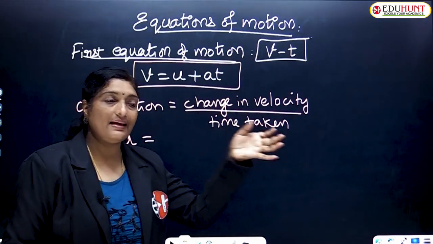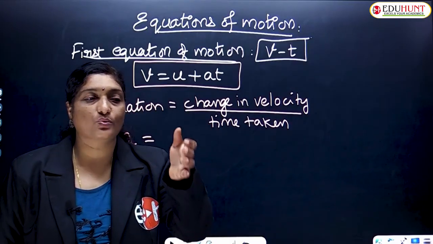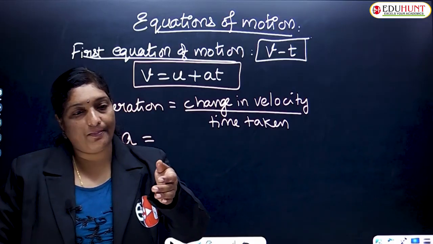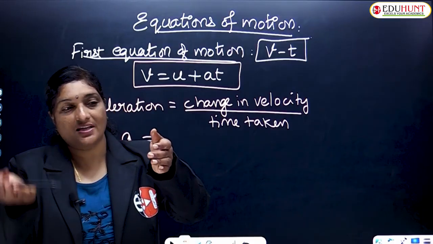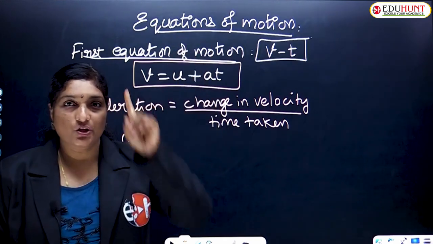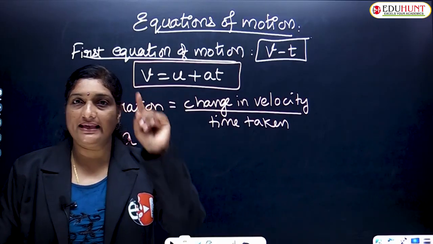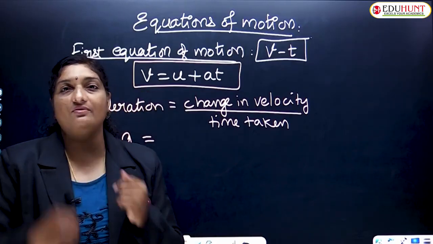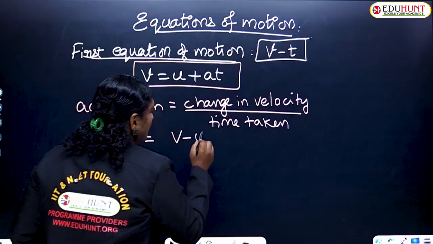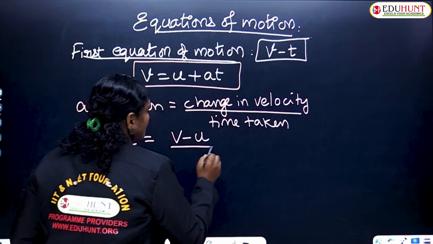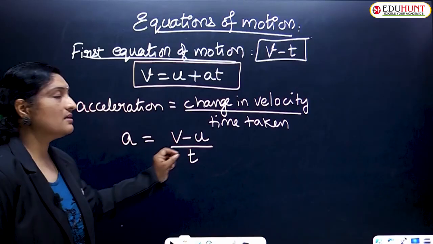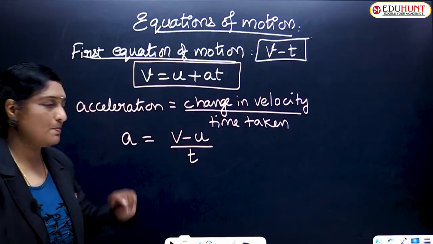Children, I told you that the body initially starts with velocity u. As the body is accelerating, velocity goes on increasing, and its final velocity be some v. u the initial velocity, v the final velocity. What is the change in velocity? v minus u. So change in velocity is v minus u, and this change was brought in a time t. Hence, acceleration a is equal to v minus u by t.